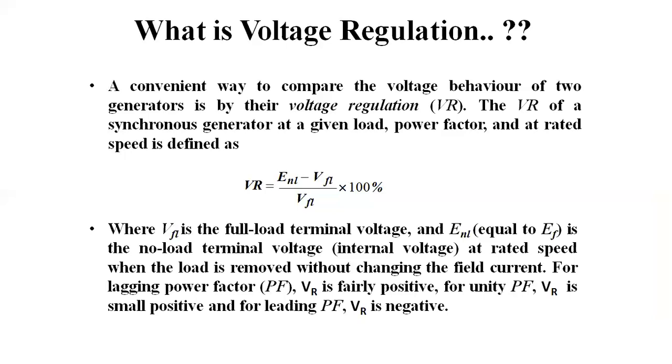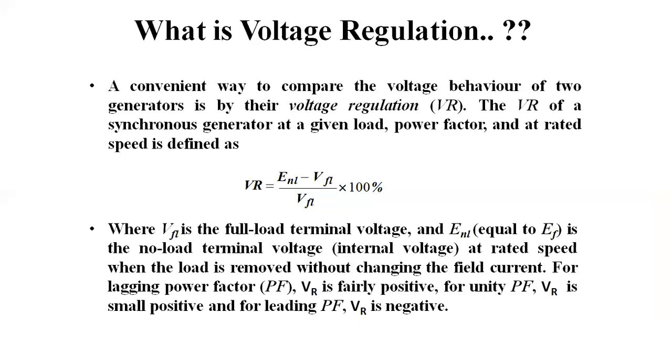When you are having the full load, that is the maximum current flowing through the alternator, it is known as V_FL, and E_NL or E_F stands for no load. E_NL or E_F is denoted as the no load voltage of an alternator. That is when there is no load, or we can consider it as an open circuit at the rated speed, and the load is removed without changing the field current.